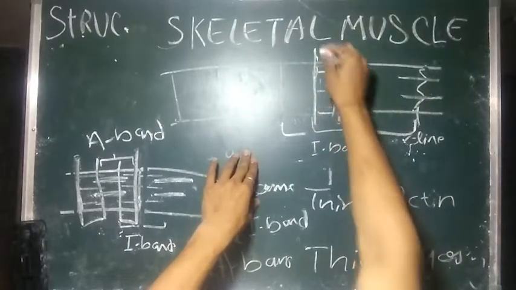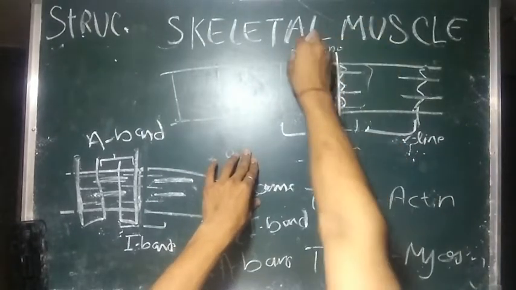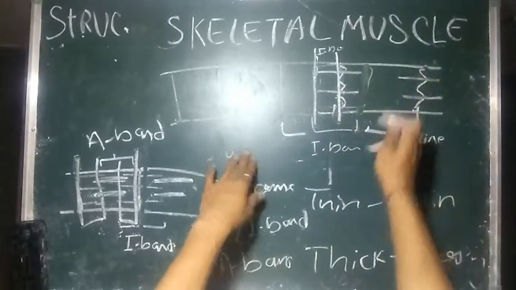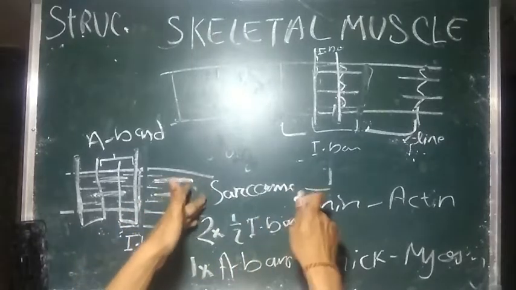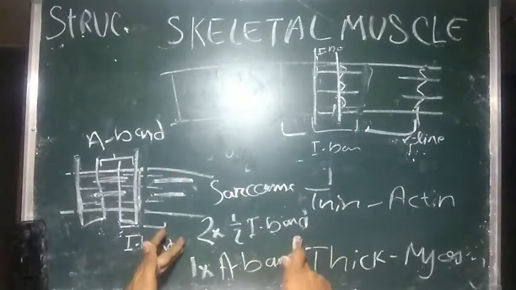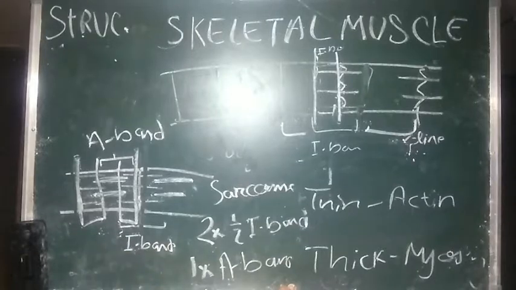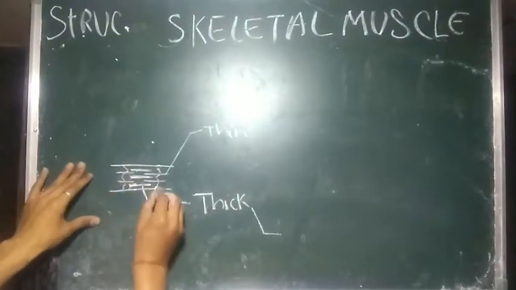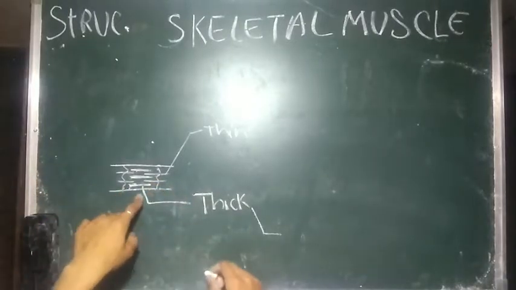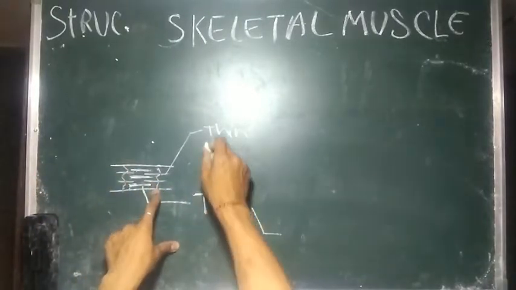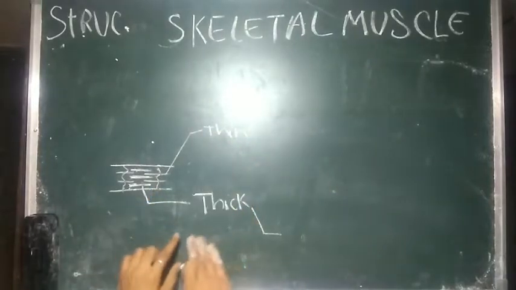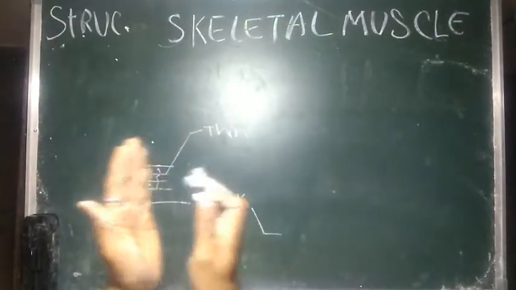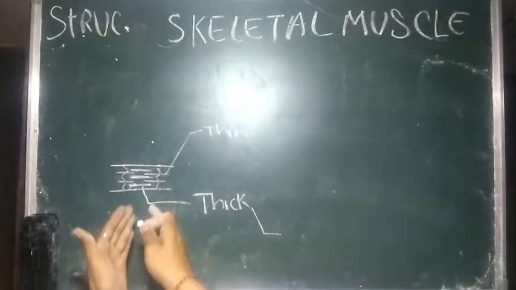Half of the I band is in one sarcomere. The other half of the I band is in another sarcomere. So we are talking about a single sarcomere made up of two half I bands and a single A band. So this is a sarcomere divided by Z lines having the A and the I band. I band consists of the thin filaments. A band purely consists of the thick filaments and somewhat little portions of the thin filaments.